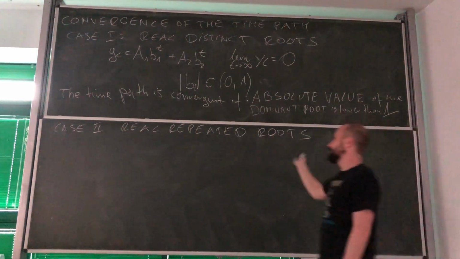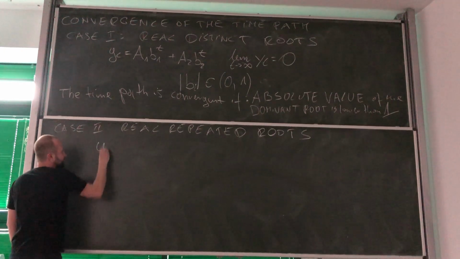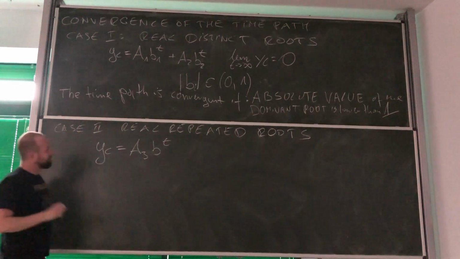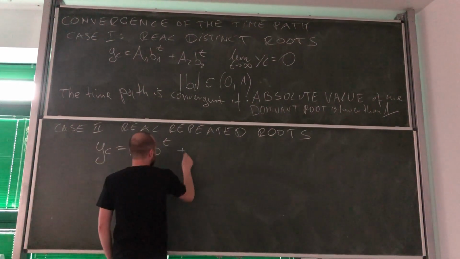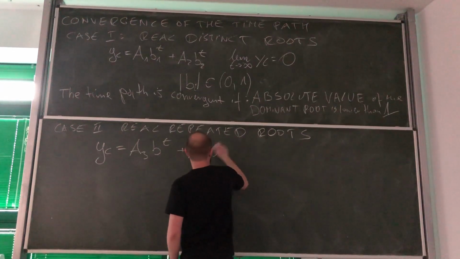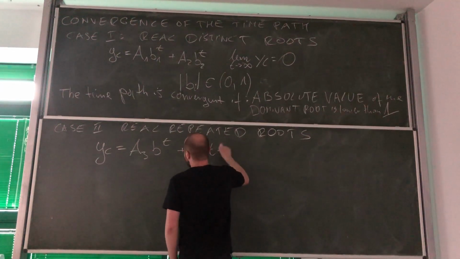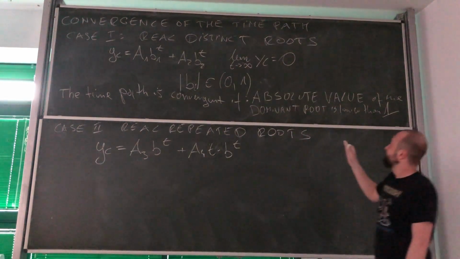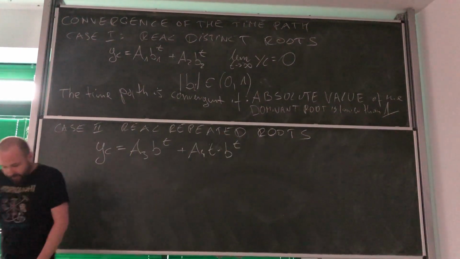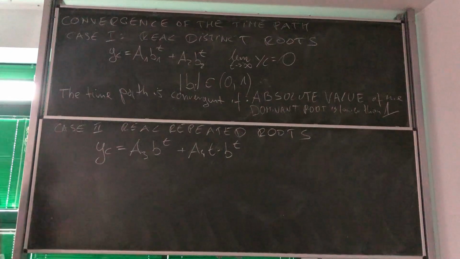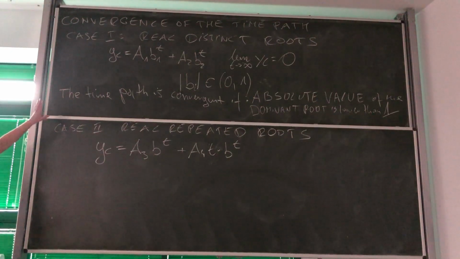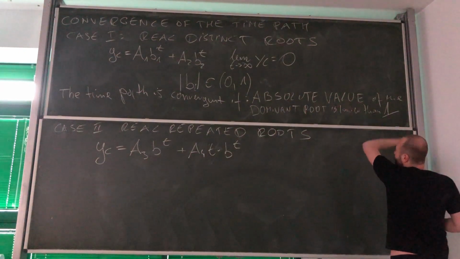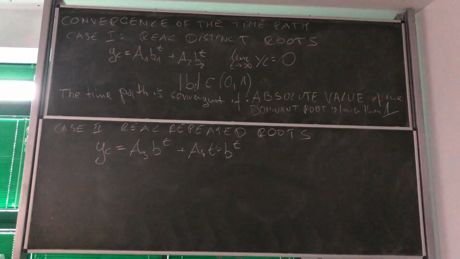Okay, so how does the complementary function look for this case? This is y_c equals a3 b^t, right? We've got just one root, plus a4 t times b^t. Now, again, as it happens, the condition for convergence is exactly the same, right? We need the limit, with time approaching infinity, of the complementary function to equal 0.